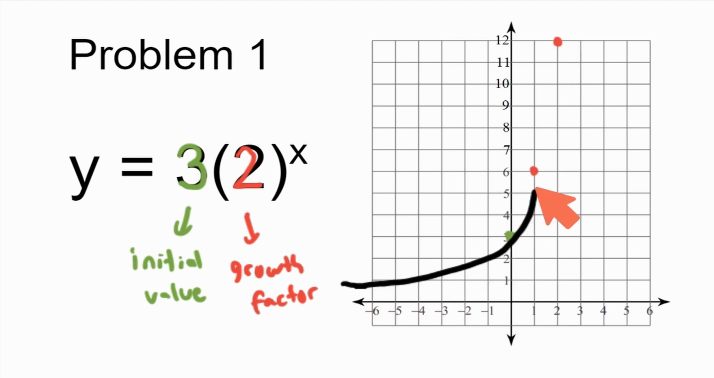Connecting the points, we get this curve. And this is going to be the graph for our exponential equation. Notice that each point is going to be 2 times as tall as what it was before. So that represents our growth factor of times 2. And we have our initial value, or our starting point, of 3.